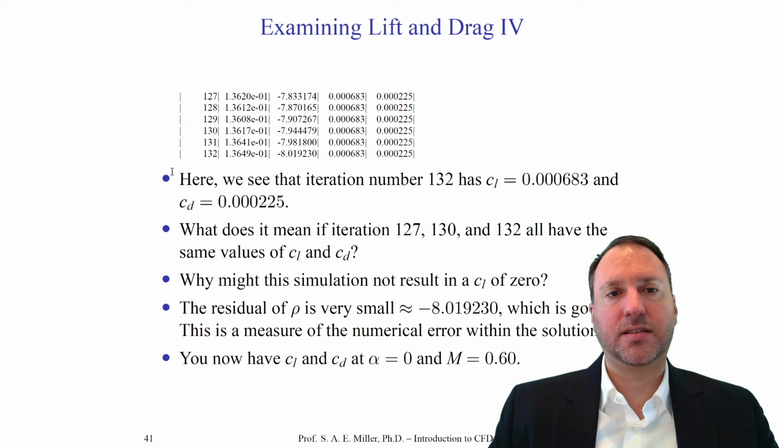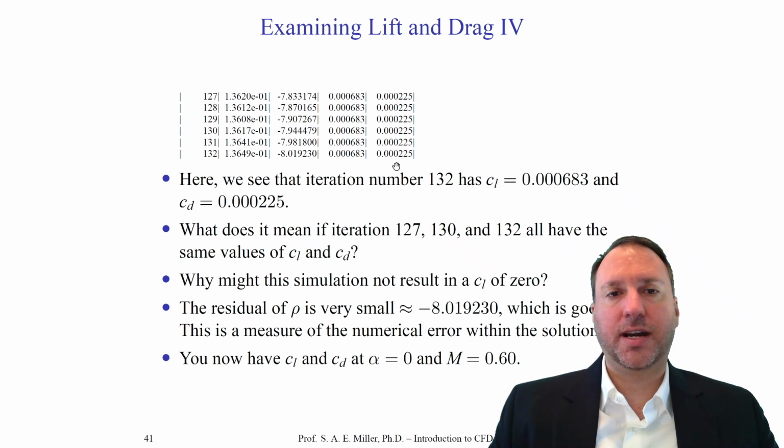In this case, the solution converged at iteration 132, and we've reached a residual of negative 8.0192, which is less than negative 8, the same convergence criteria we had earlier. And now, at this convergence criteria, we have a converged solution. You see how CL and CD are not changing.